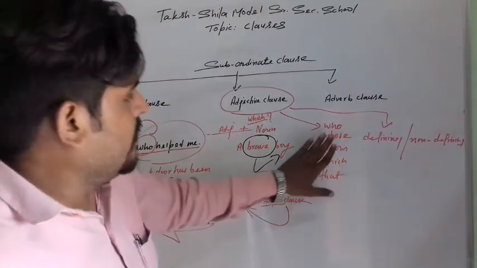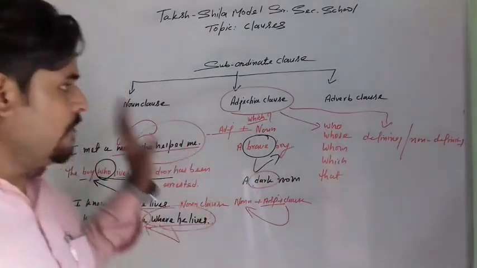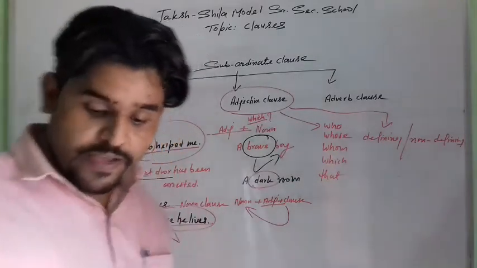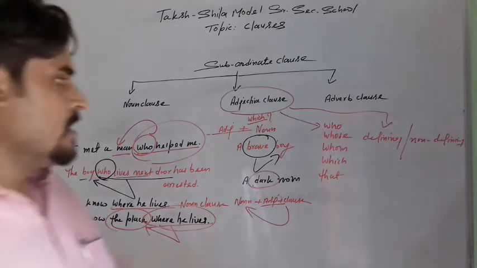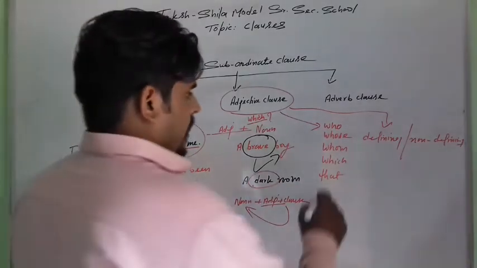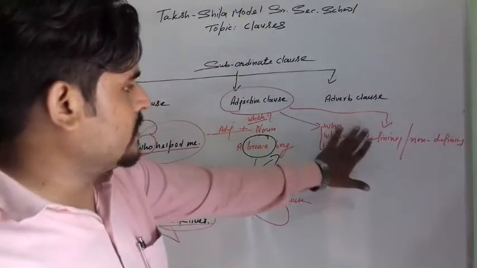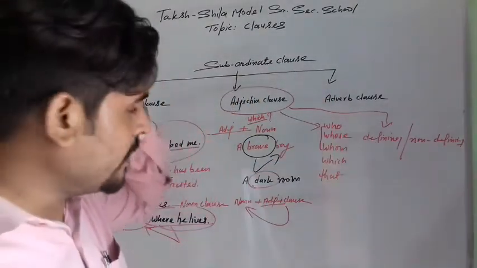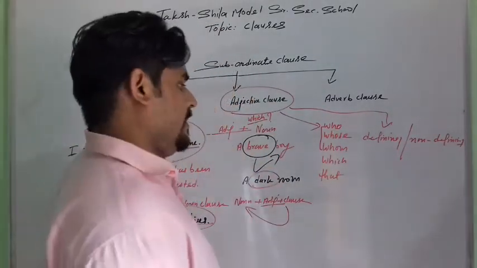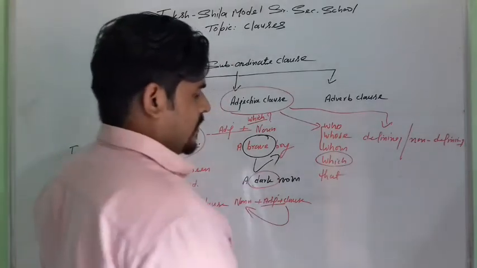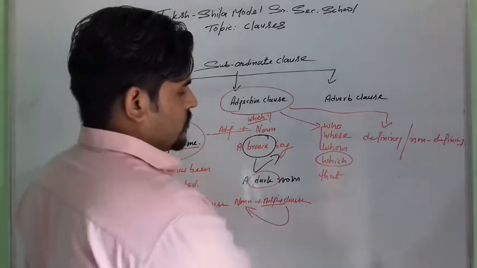So, students, similarly, whom, which, and that. Now, we will discuss defining and non-defining clauses. One more thing that I should tell you is, who, whom, and whose. All these are called relative pronouns. And these relative pronouns are used for persons or living things, right? Which is used for non-living things as well as birds and animals, right?